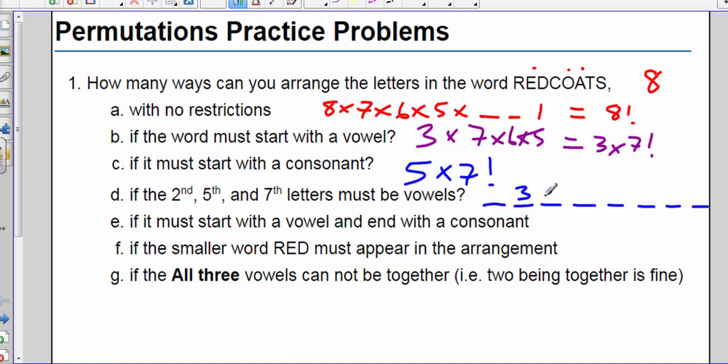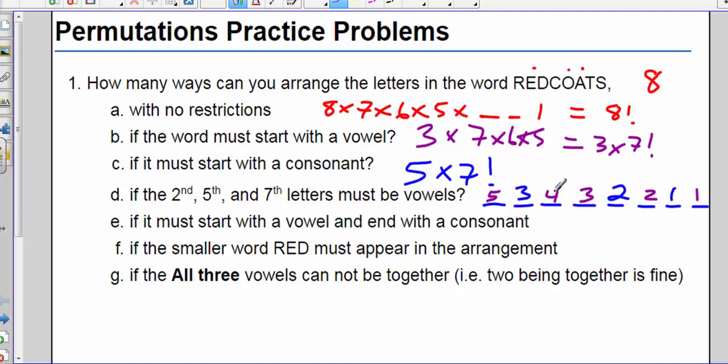Once I've done that, this position will only have 2 possibilities left, and then the seventh letter will be something with which we're stuck. So I've used up 2 of them here and here, and then obviously this is the remaining vowel. The other letters then, because I have to use those in those spots, I'm only going to have 5 possibilities for this one. I'll have 4 possibilities remaining for this one, 3 for this one, 2 for this one, and 1 for this one.